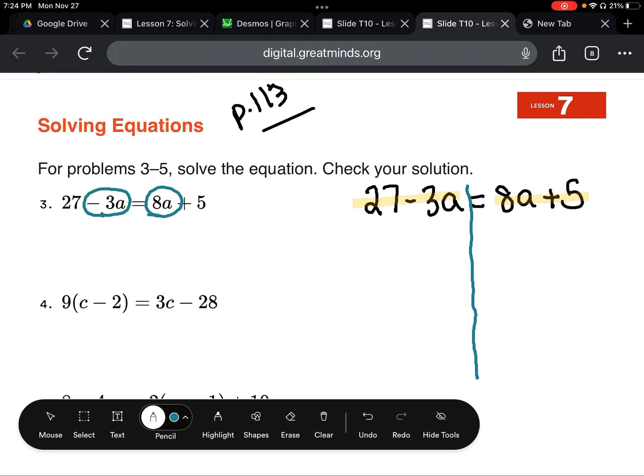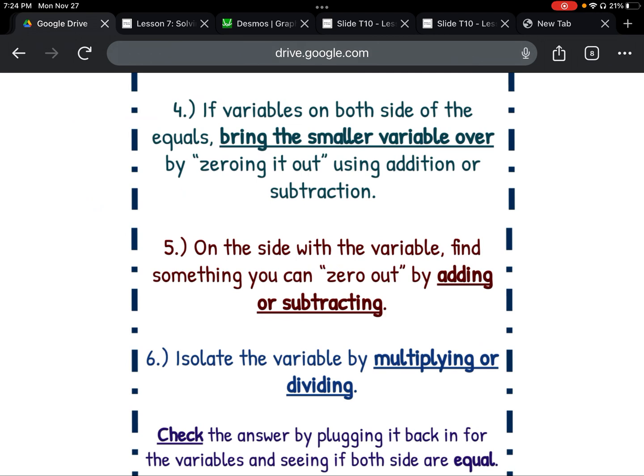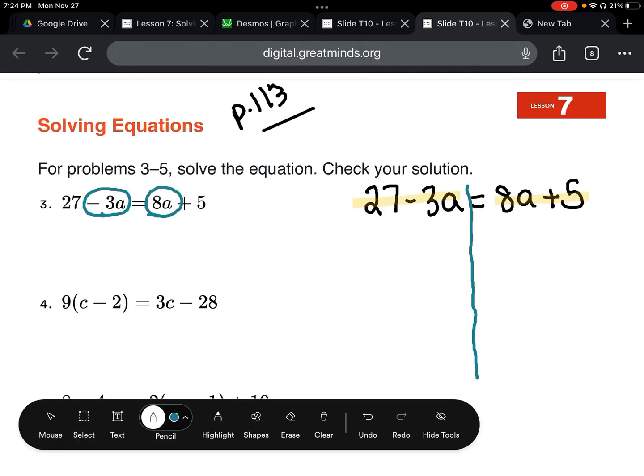So what we're going to do is move all of the variables so that they're on one side of the equal sign. This step says to use the smaller, but it doesn't matter if you use the smaller or the larger. Generally, if you use the smaller of the two variables, you may avoid some extra negative numbers, but otherwise you'll come up with the same answer no matter what. But for today, we are going to practice their steps.